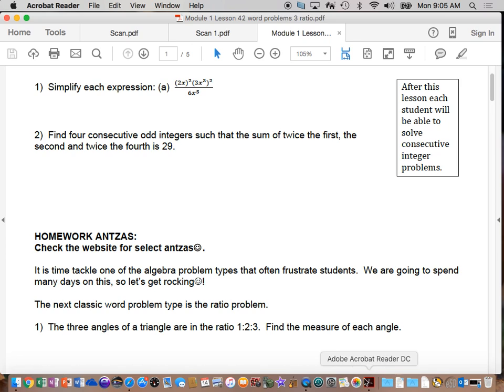Mr. Lindquist? Yes. I was wondering how to solve for the percentage. I totally forgot how to work with percentages from last year.